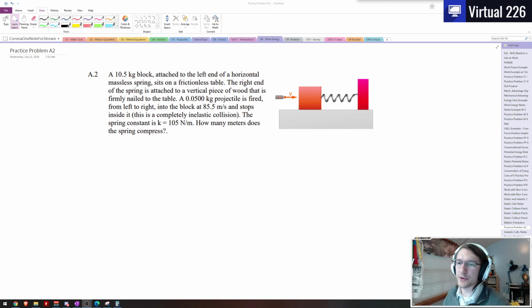Hey there, we're here doing some physics, not playing Star Wars. And what we're looking at here is an inelastic collision as a practice problem. This is practice problem A2 for inelastic collisions, so collisions where momentum is conserved, but energy is not.